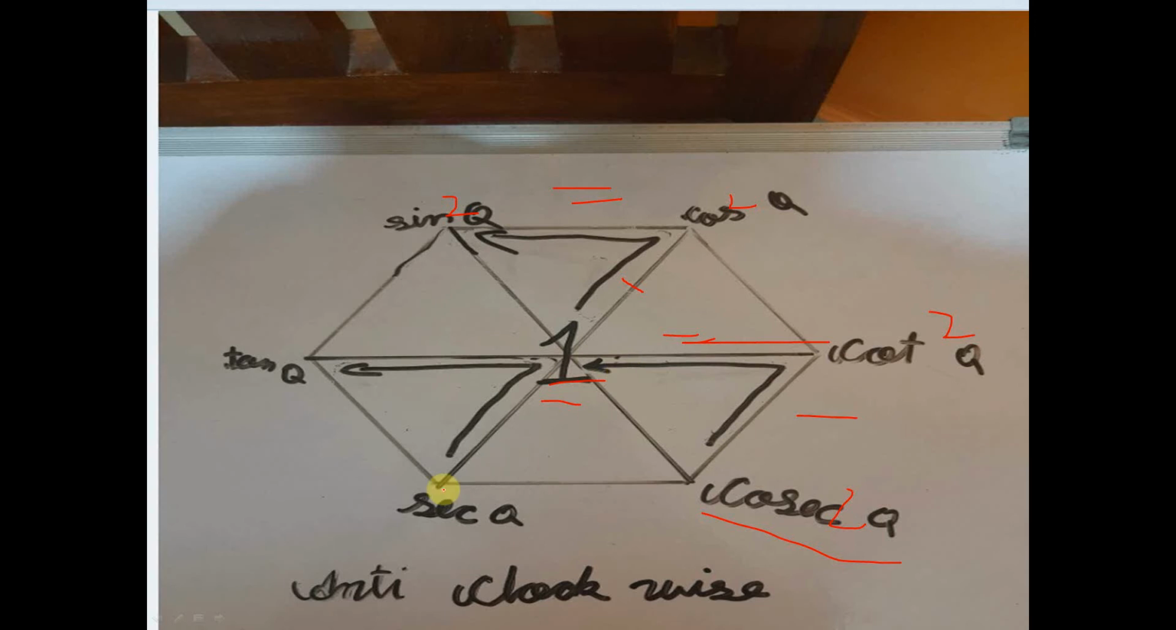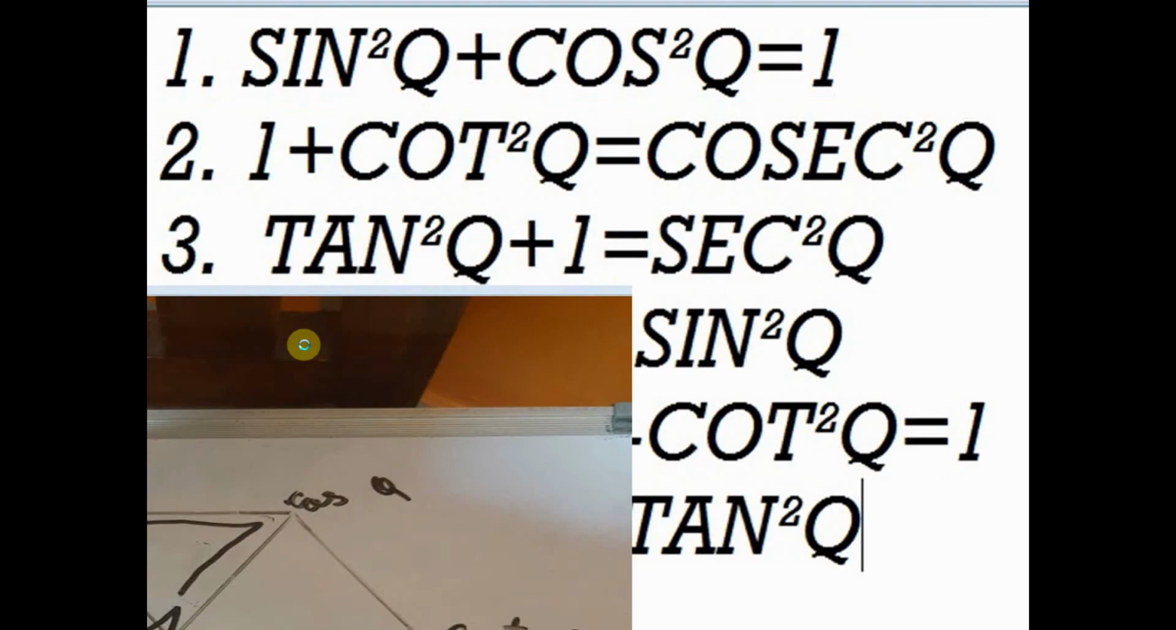In this one, sec square theta minus 1 is equal to tan square theta. See, sec square theta minus 1 is equal to tan square theta. Now you can see the written formulas.